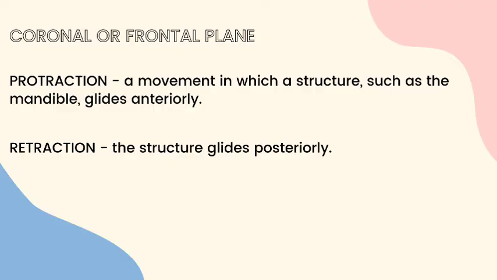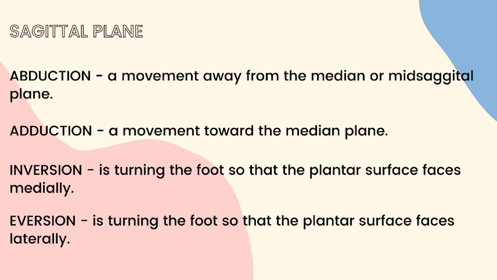Protraction, a movement in which a structure such as the mandible glides anteriorly. Retraction, the structure glides posteriorly. For the sagittal plane, we have abduction, a movement away from the median or mid-sagittal plane. Adduction, a movement toward the median plane.